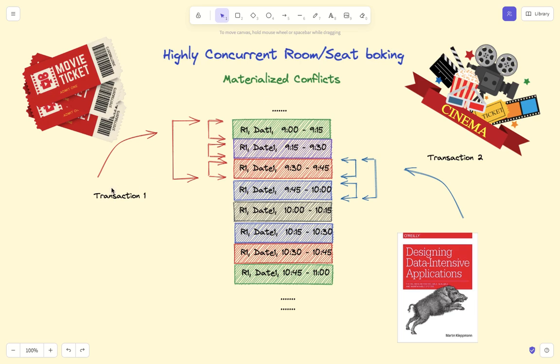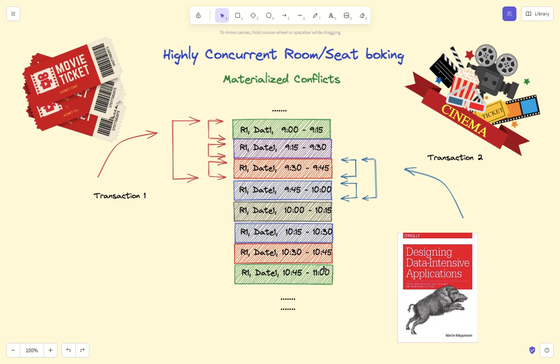Let's imagine we have two transactions, transaction 1 and transaction 2. Both these transactions are planning to book a room for a particular time slot, but their time slots overlap by 15 minutes. So, what we essentially did is in our database, we created rows like that. For room 1 and date 1, from 9 to 9:15, there is one row. 9:15 to 9:30 another row, 9:30 to 9:45 another row, 9:45 to 10 there is another row. And similarly, for the same room and different date combinations, for all 15-minute time slots, we created a row.